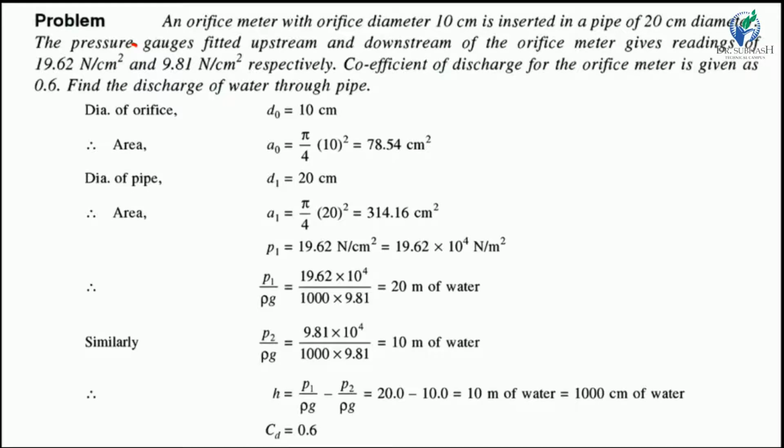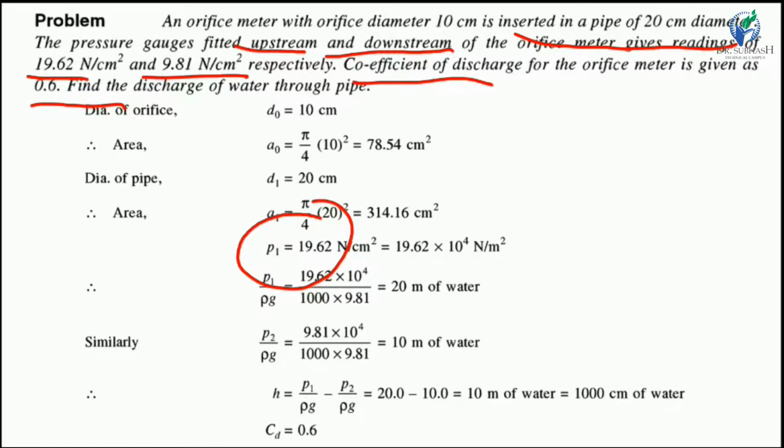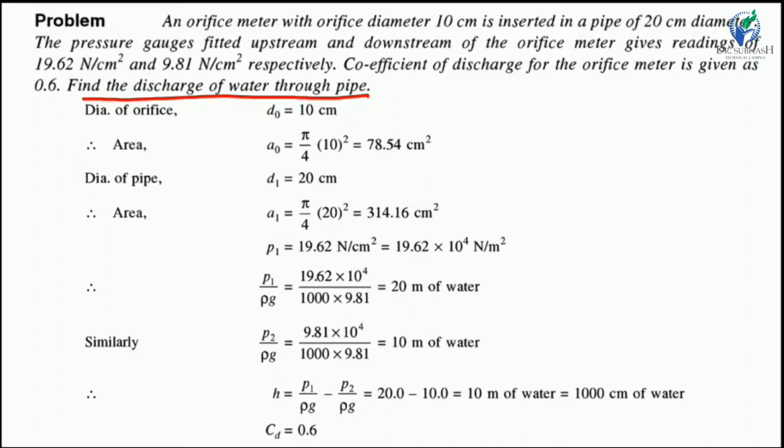The first example is to be solved. An orifice meter with orifice diameter 10 centimeter is inserted in a pipe of 20 centimeter diameter. The pipe diameter is 20 centimeter, that is D1, and the orifice diameter we know is denoted by D0. A pressure gauge is fitted; a manometer is not used, but here a pressure gauge is fitted upstream and downstream of the orifice meter, giving readings of 19.62 Newton per centimeter square and 9.81 Newton per centimeter square respectively. So P1 pressure and P2 pressure are given in this data. The coefficient of discharge for the orifice meter is given as 0.6, and we have to find the discharge of water through the pipe.